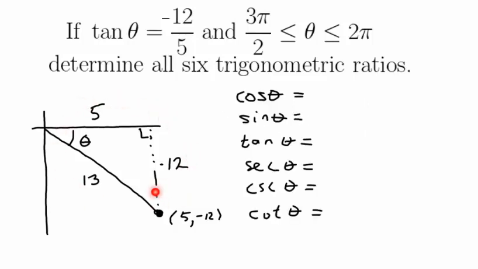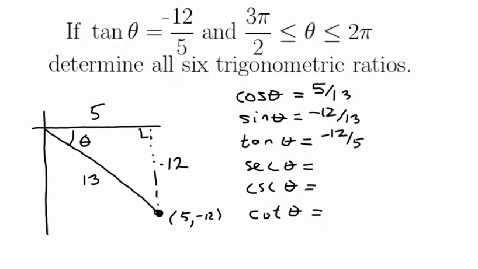Now that we have all 3 measures on our triangle, we should be able to determine all 6 trig ratios. Let's begin with cosine of theta. Cosine is adjacent over hypotenuse, so we get 5 over 13. Next up is sine theta. Sine theta is opposite over hypotenuse, and this is going to give us negative 12 over 13. We already know that tan is negative 12 over 5, so let's go ahead and fill that in.